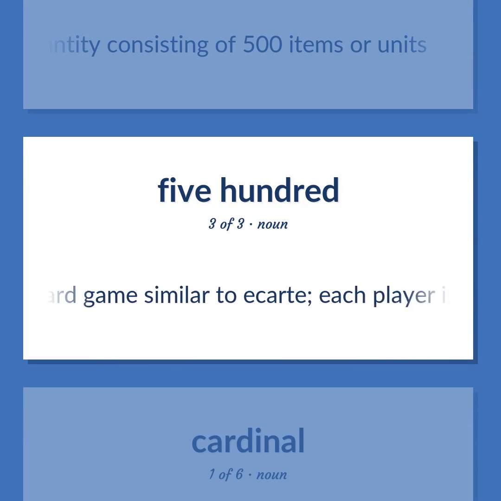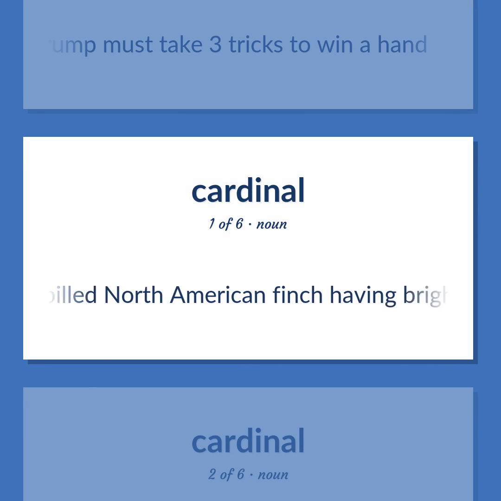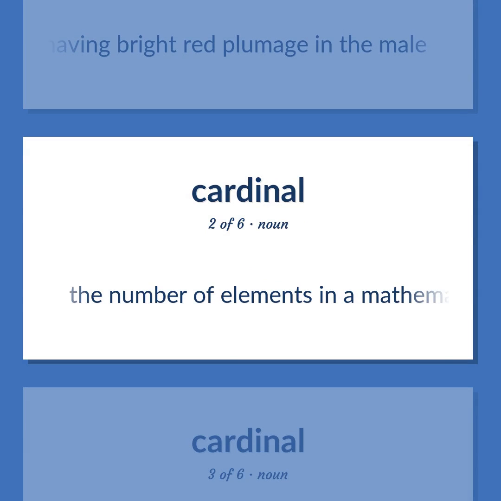A card game similar to écarté. Each player is dealt 5 cards and the player making trump must take 3 tricks to win a hand. Crested thick-billed North American finch having bright red plumage in the male. The number of elements in a mathematical set denotes a quantity but not the order.